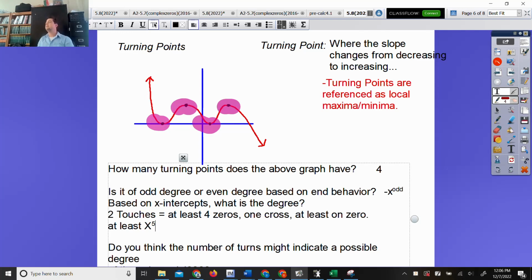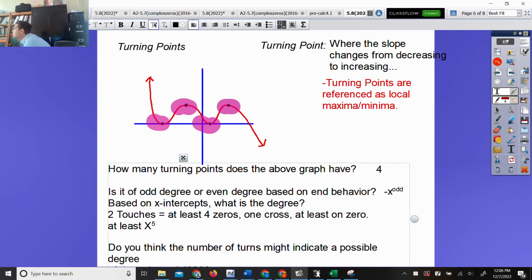That kind of lines up with your thinking about x to the odd, doesn't it? Should, otherwise something's wrong. So based on what we've been able to determine from the graph, it's at least x to the 5th. It is negative x to the 5th. I just didn't feel like typing the negative symbol. I was more interested in the power, to be honest with you.